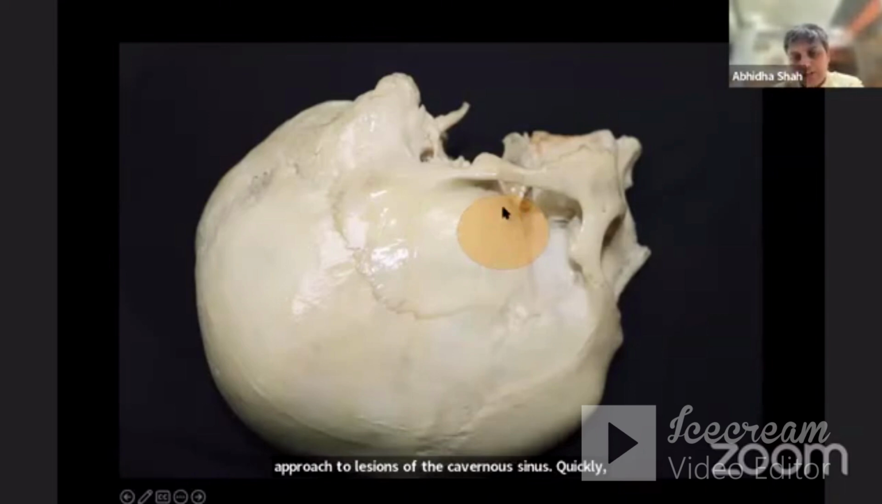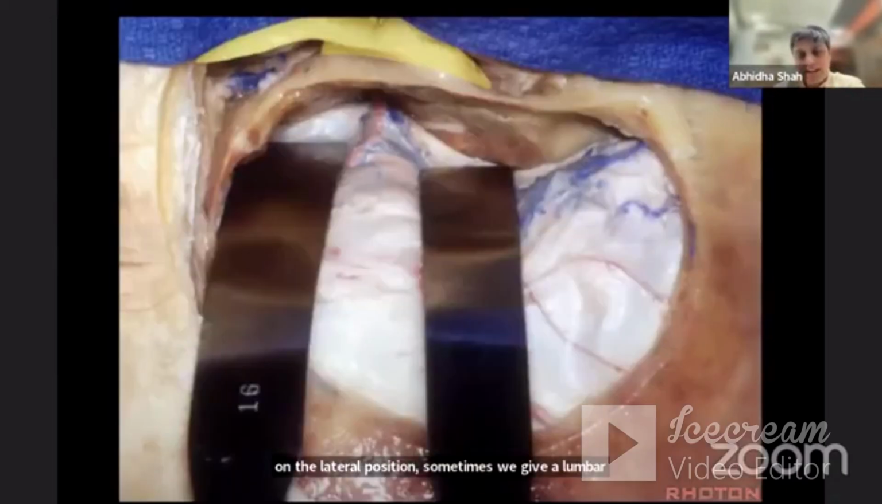This is a lateral view of the skull. This is the extent of the craniotomy that has to be performed. This is the zygomatic arch. In the lateral position, sometimes we give a lumbar drain or lumbar puncture so that the brain becomes lax. Then this is the peeling of the meningeal layer.